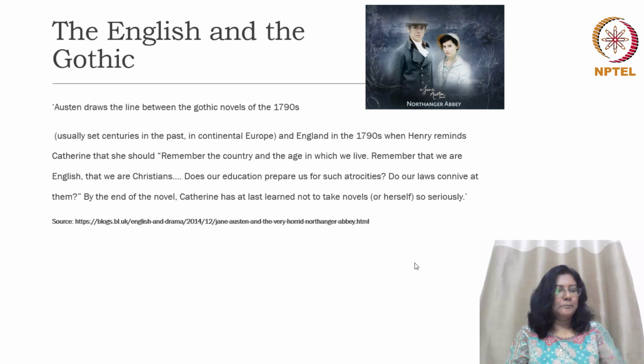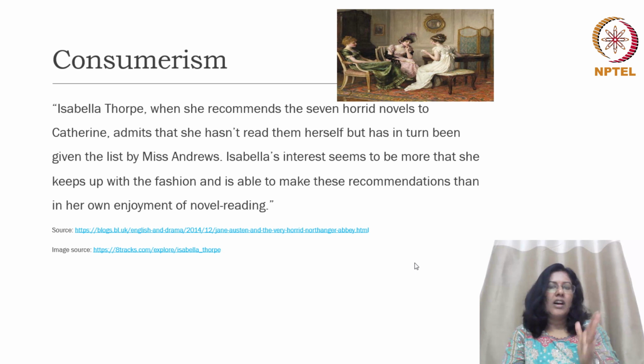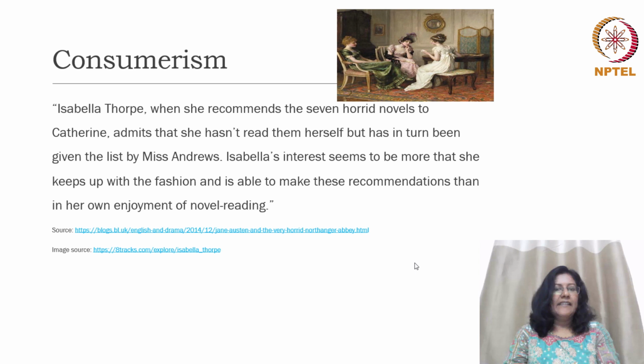Now, there's another side to this concept of Gothic novels, which were very popular in England in the late 18th century, and that idea is consumerism. Isabella Thorpe, when she recommends the Seven Horrid Novels to Catherine, admits that she hasn't read them herself, but has in turn been given the list by Miss Andrews. Isabella's interest seemed to be more that she keeps up with the fashion and is able to make these recommendations than in her own enjoyment of novel reading.